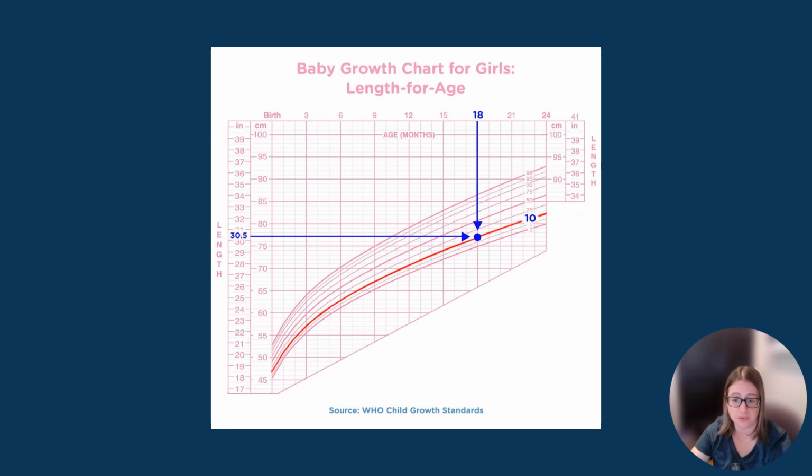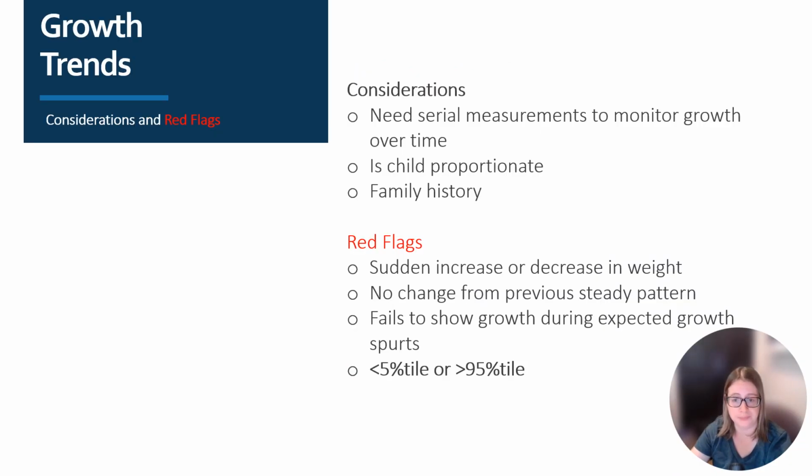There's another example here. In this case, this is a female who is 30.5 centimeters, or inches, in length, and 18 months old, and you can see that she falls on the 10th percentile. And so they do have length for age and weight for age. There's also combined growth charts that have both. There are BMI growth charts. So there's all different types that we can use to get a good clinical picture of a child. And so this is the final slide here, just some things to consider when we're following growth trends.